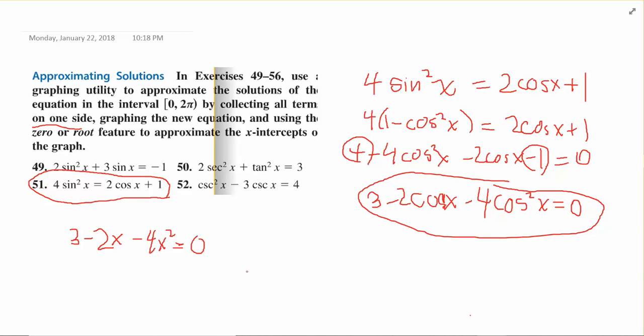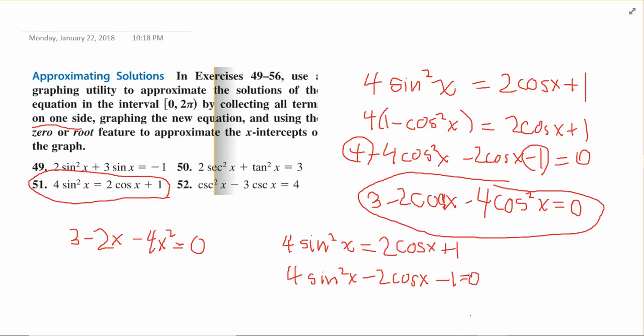Let's go back to this. And I'm going to slide down here, and I'm going to put 4 sine squared. So I'd like to move this all over to one side. So I'm going to subtract that 2 cosine. I get 4 sine squared x minus 2 cosine x minus 1 equals 0. And now I'm going to break out my Desmos.